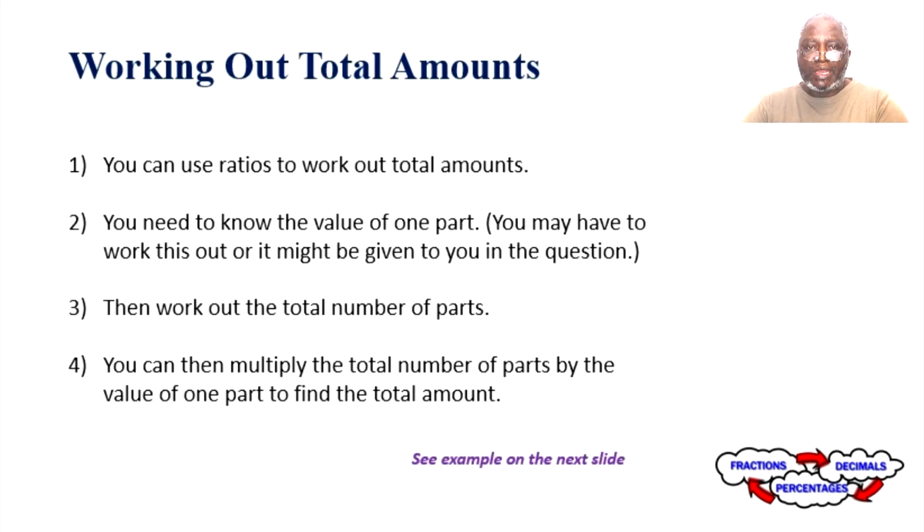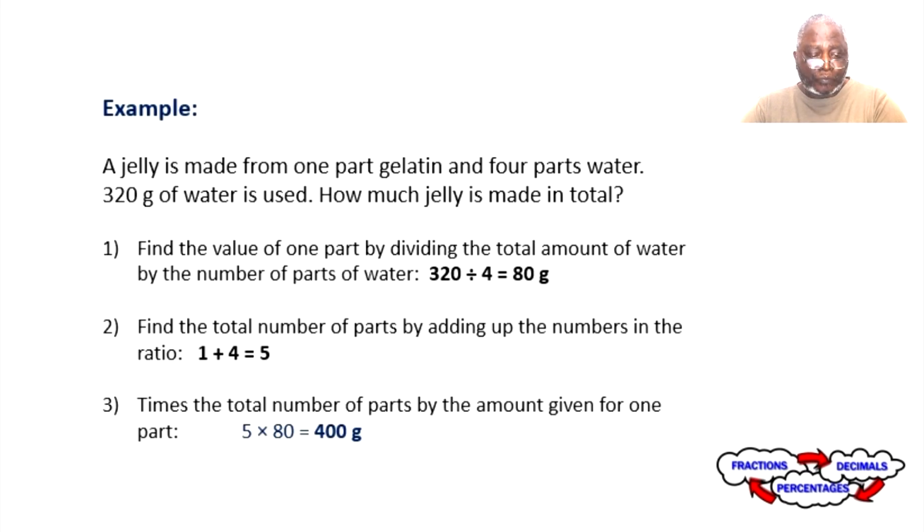Work out total amounts. You can use ratio to work out total amounts. You need to know the value of 1 part. You may have to work this out, or it might be given to you in a question. Then work out the total number of parts. You can then multiply the total number of parts by the value of 1 part to find the total amount.